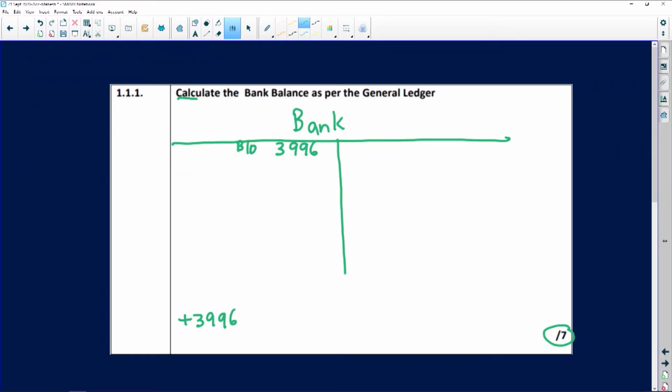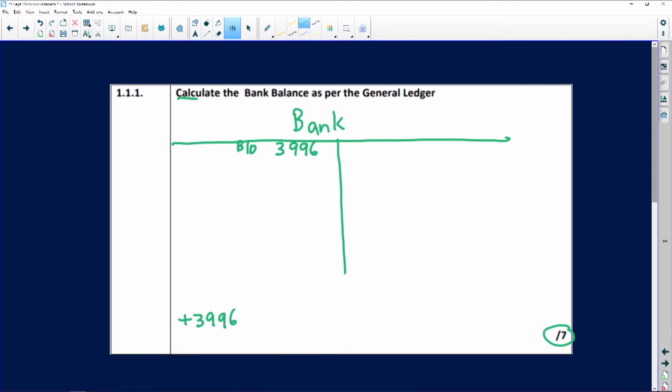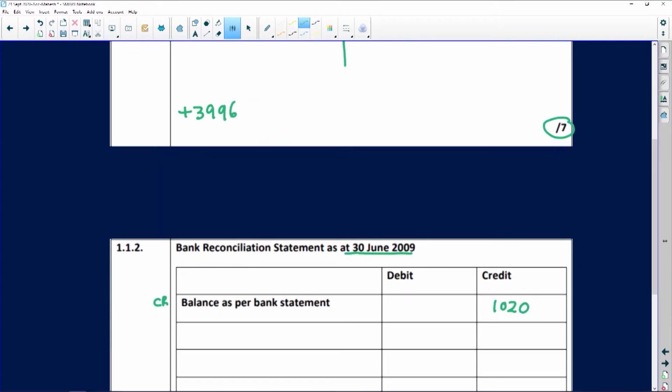Remember, if you made a mistake or you left something out from your records, you're going to obviously enter this in your general ledger, your bank account. However, if the bank omitted something, in other words, it's already in your records, but not in the bank statement, you will then make a note of this in the bank reconciliation statement. Okay, so we're going to do exactly that.